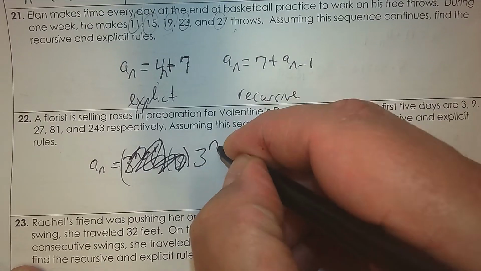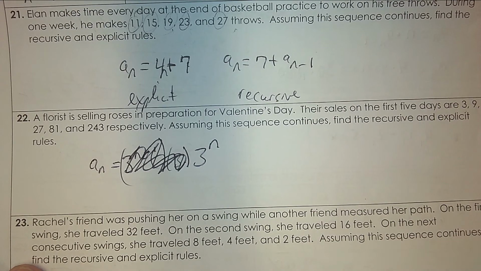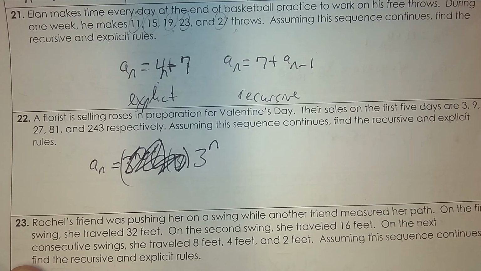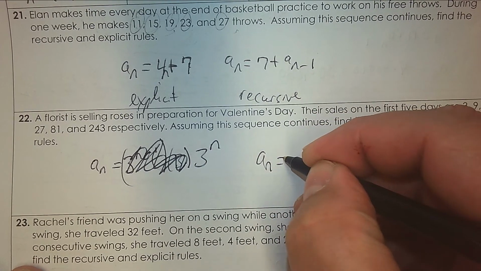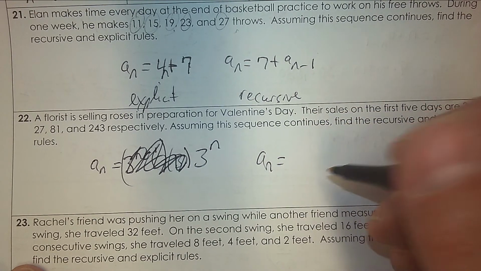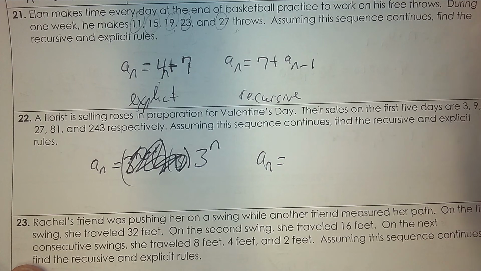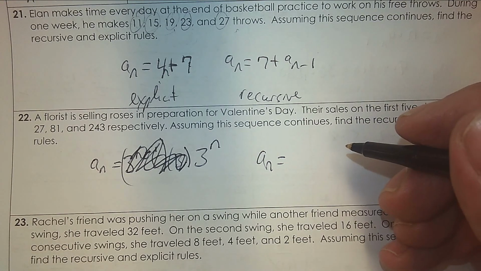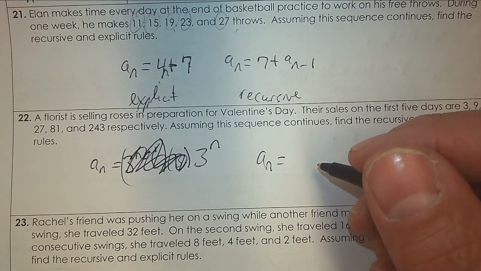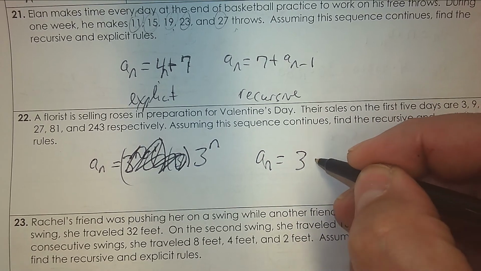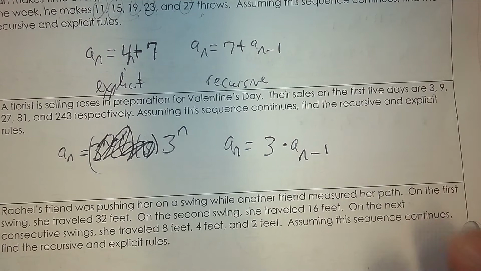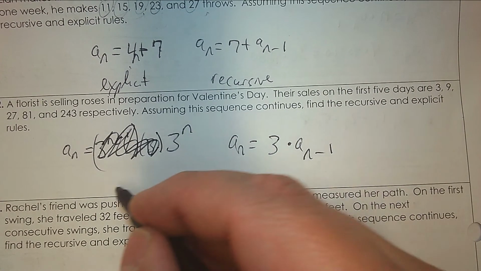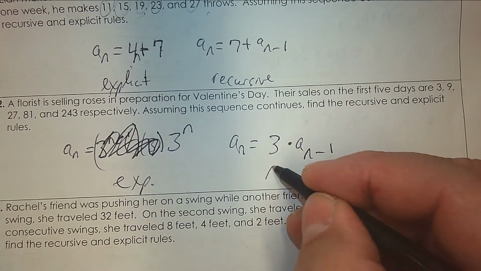So if I plug in 1, it's 3. If I plug in 2, if I plug in 3, and so on. So that's the explicit one. The recursive one has to take the term before it. So what am I doing to the term before to get it? You're multiplying it times 3. So this one's explicit, this one's recursive.